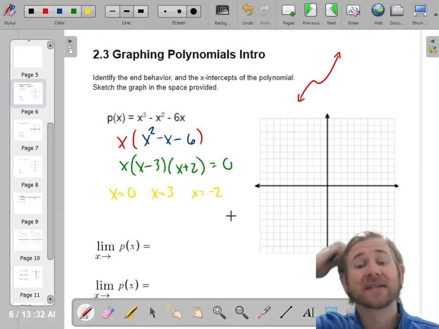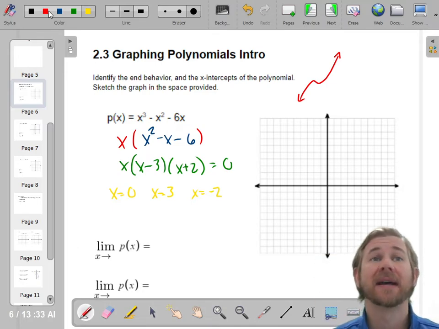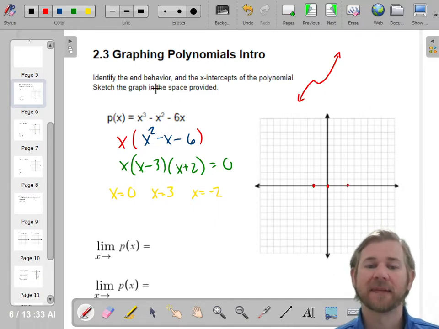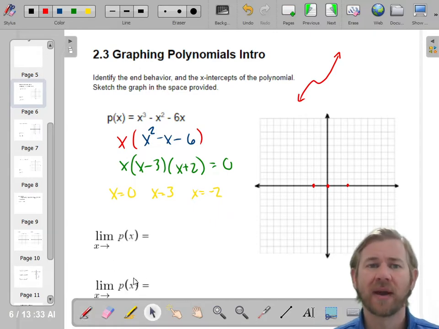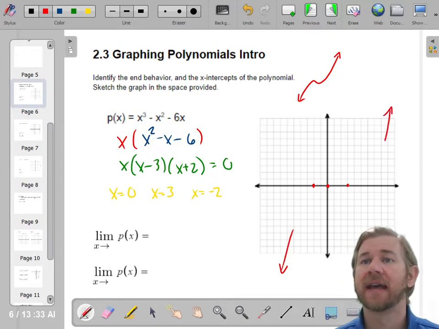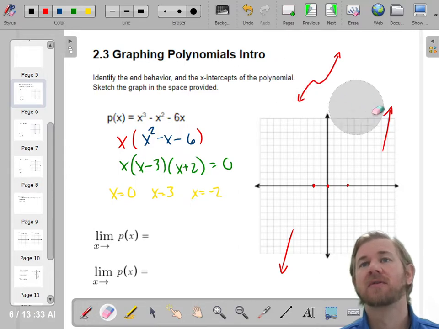So on my x-axis, first thing I'm going to do is put my x-intercepts at -2, 0, and positive 3. And then we're going to see if we can map this thing out. We're going to learn some more things about graphing them, but right now, let's just say, look, I know that it has to start down here, and I know that it has to end up here. So how can I draw this so that it'll pass through those zeros?